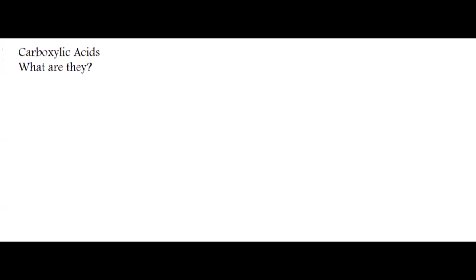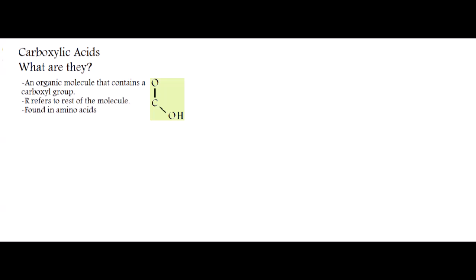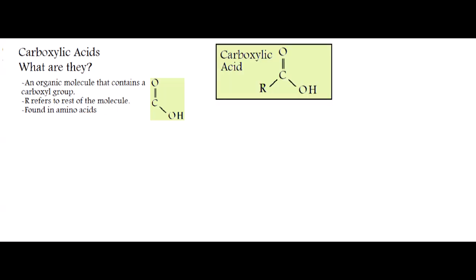So the starting point to understand about carboxylic acids is to know that they're an organic molecule that has a carboxyl group. A carboxyl group is a carbon that's double bonded to an oxygen and single bonded to another oxygen and a hydrogen. The carboxylic acids have an R that refers to the rest of the molecule, and these are found in amino acids.